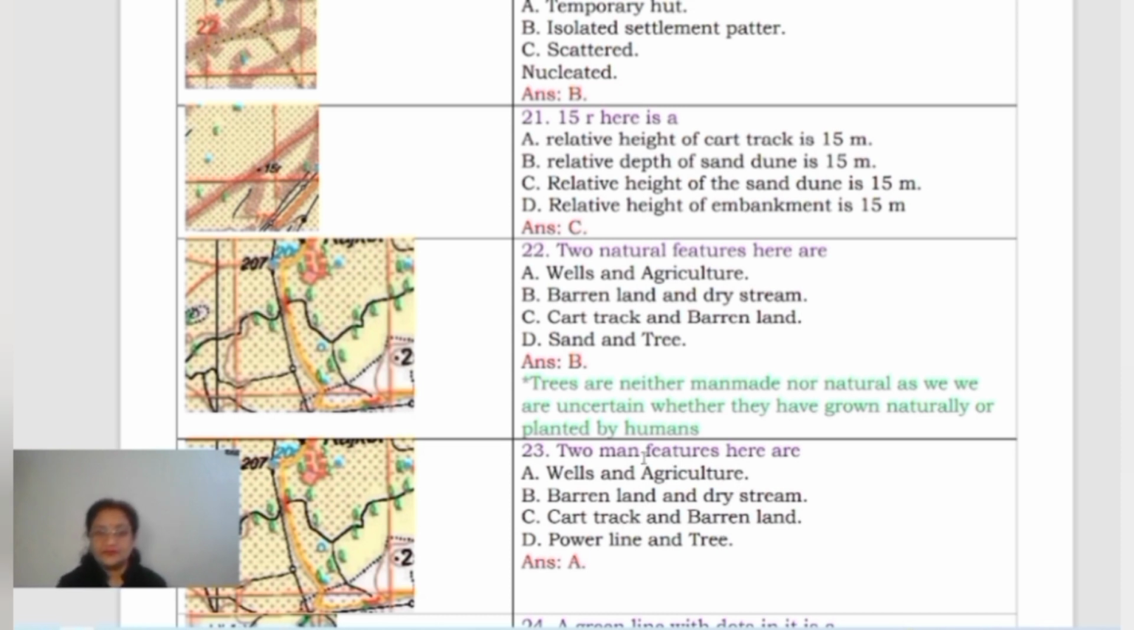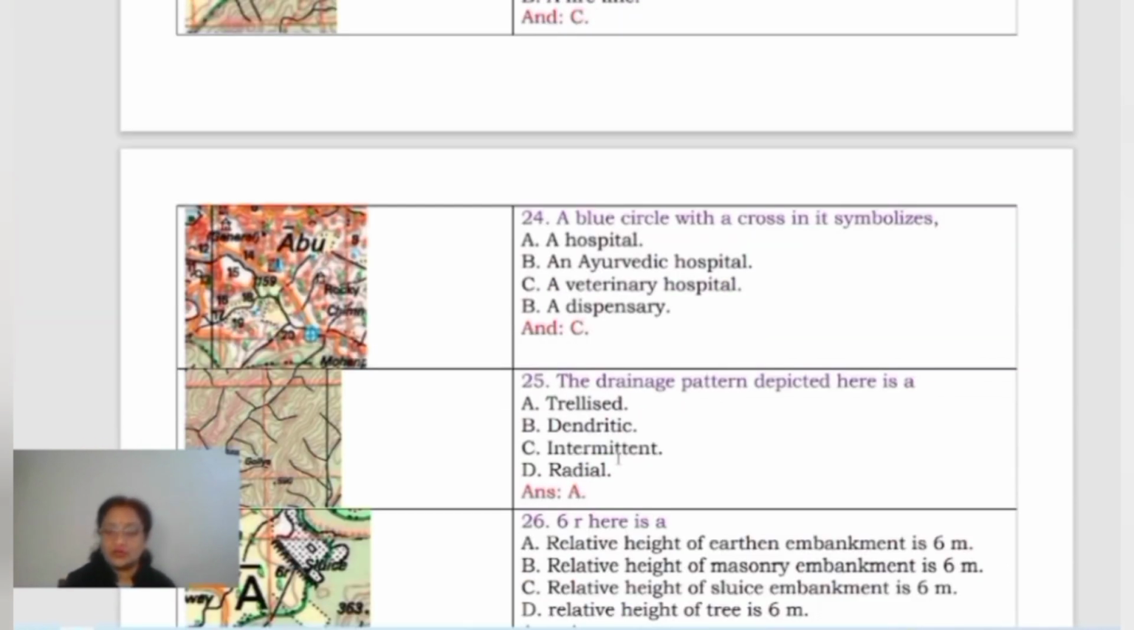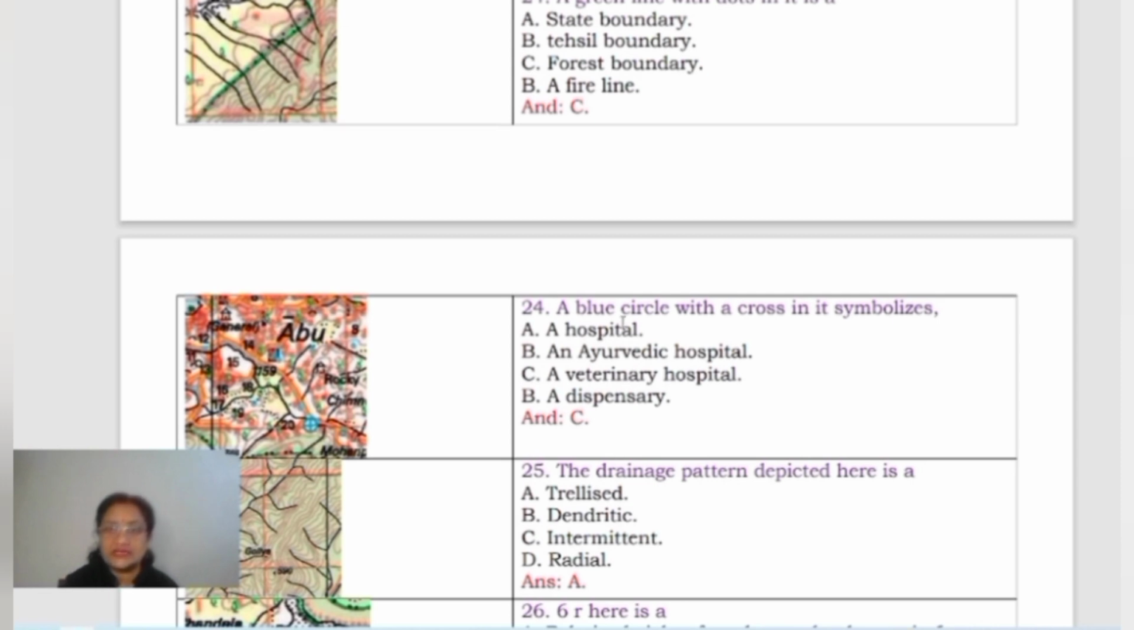Which one is that? So here the option A will work, wells and agriculture. Now the green line with dots in it is a forest boundary. In this way the limit of the forest is fixed, right? So that is called the forest boundary. Red color dots, and along with that the green color line is shown, and it indicates that that is the maximum limit of the forest, or you can say the forest boundary. So here the C option will work.